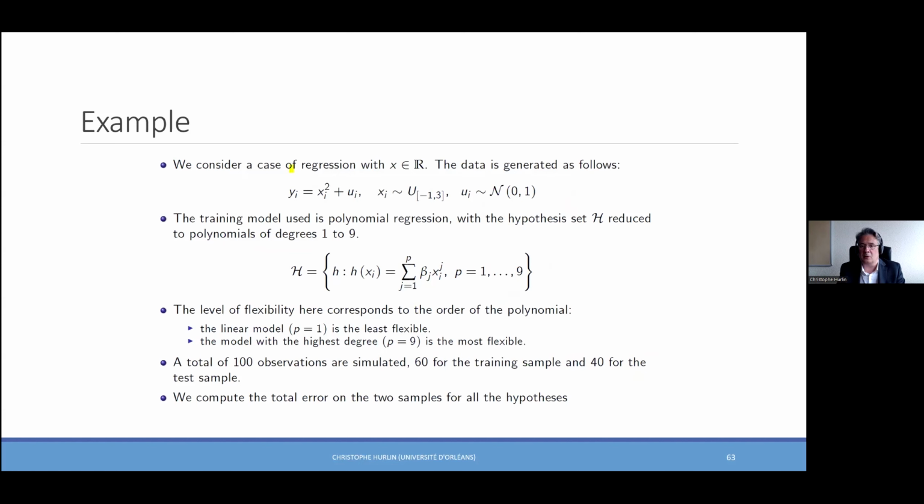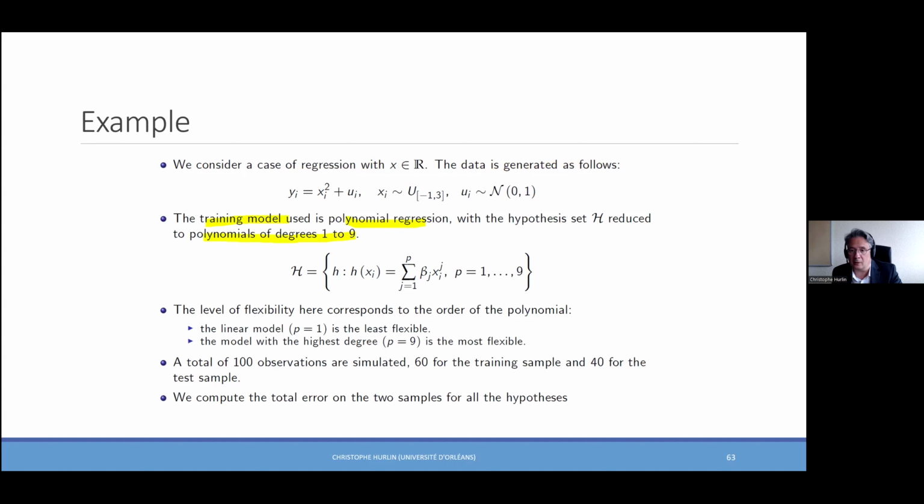Let me illustrate an overfitting issue. Let me consider a case of regression. Let me imagine that the data generating process, so the true model, is the following: y is equal to x squared plus an error term, the error term has a normal distribution, and x has a uniform distribution. Then let me train a simple model on the training data set, a polynomial regression model, and we will consider polynomials of degree 1 to 9.